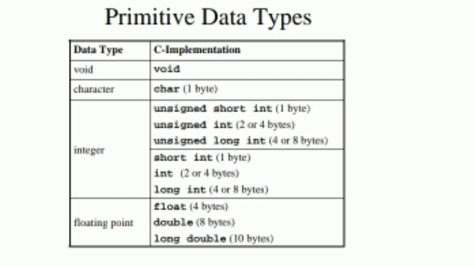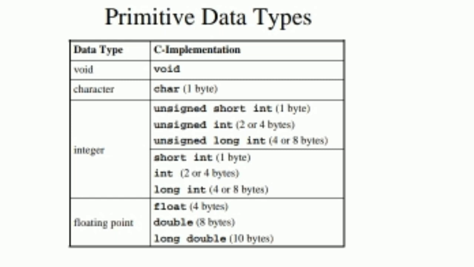Standard data types. What are they? Void, int, character, float. Character, the most basic data type in C. It stores a single character and requires a single byte of memory in almost all compilers.